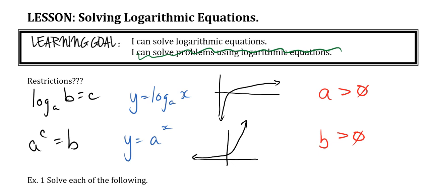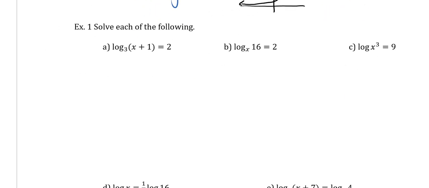Okay, so restrictions on the base of a logarithm in particular, we can use the exponential notation to help us understand this, but really what we're looking at is for logarithms. The base of a logarithm and the argument of a logarithm both always have to be greater than 0. Okay, let's start solving some equations.